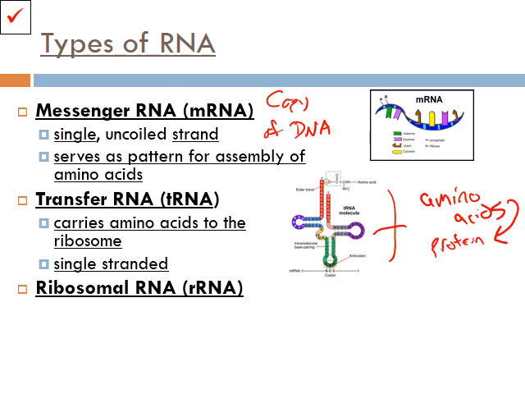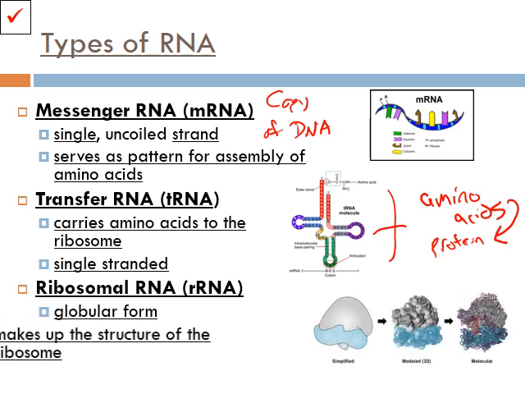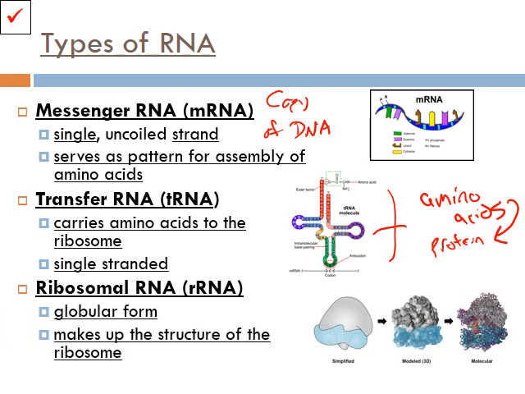And speaking of protein, we have our final type of RNA, which is the ribosomal RNA, or rRNA. This is a rather globular form and actually makes up the structure of the ribosome. Now, the rRNA reads off the bases on the mRNA, so it reads the pattern, and tells the tRNA to bring the correct amino acid, so the rRNA can then link these amino acids together to create a functioning protein.